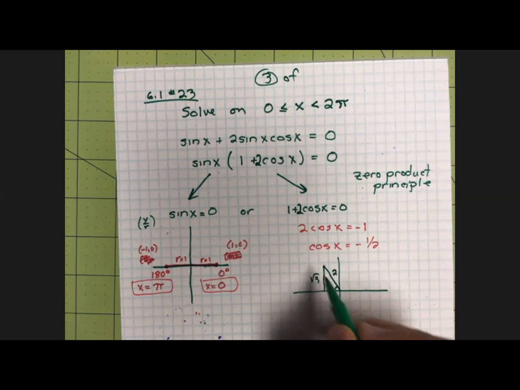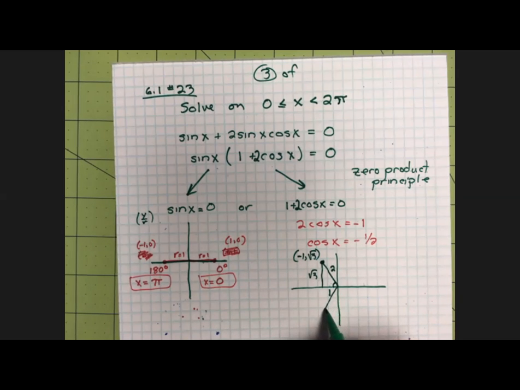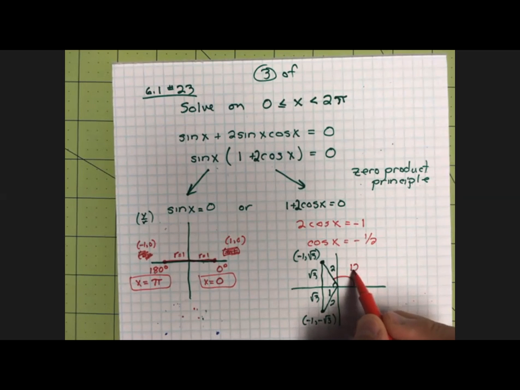This side will be √3. And this point will be -1, √3 with radius 2. And this side will be -1 and -√3 and radius 2. 30, 60, 90 triangles. So this is 60 degrees short of 180. And see there, I go thinking in degrees again. 120 degrees. That's 1 pi over 3, 2 pi over 3, 3 pi over 3.